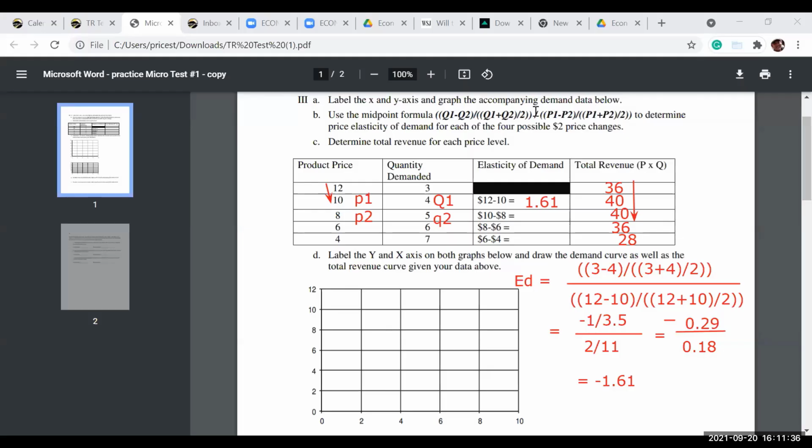Tell me in the chat box what you got for the next 3 coefficients. What was 10 to 8? Yeah, good, Brendan. -1 should have been your outcome, and then you express it in absolute value terms. What about 8 to 6?